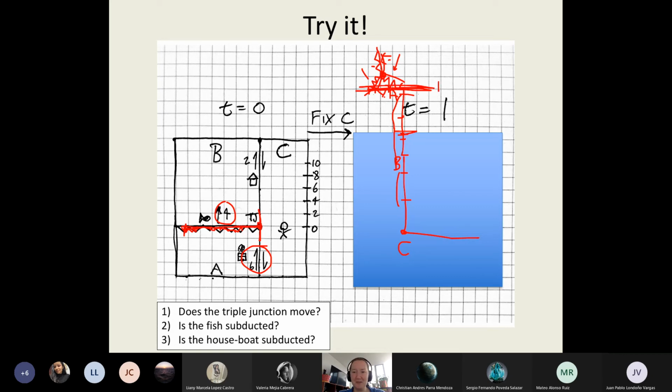Entonces, es el borde de subducción de trench. Con respecto a C, está moviendo así. ¿Cierto? Y estos bordes, ¿qué vamos a hacer con ellos? Como B y C están haciendo esto, el borde tiene que estar pegado a ambos. Entonces van así. Ambos. Donde hay intersección, triple junction.